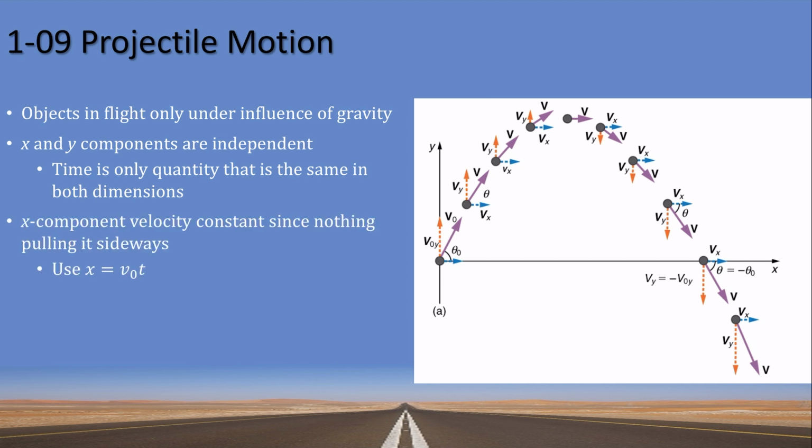The x component of the velocity is constant since nothing is pulling it sideways. So our acceleration in the x is 0. So the only equation we have with 0 acceleration with velocity and time is x equals vt.